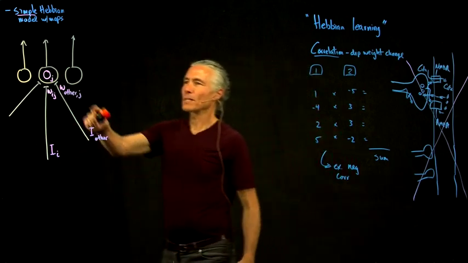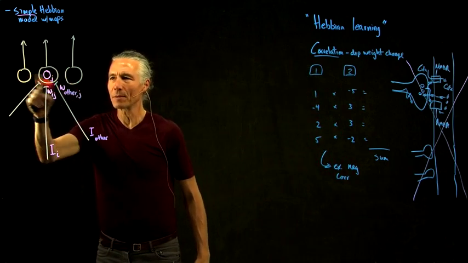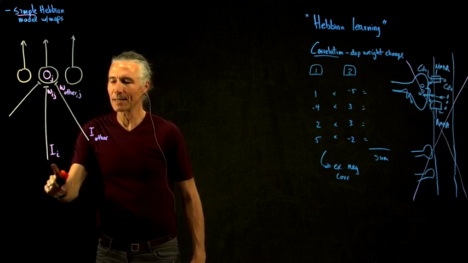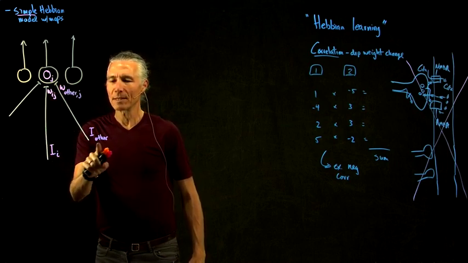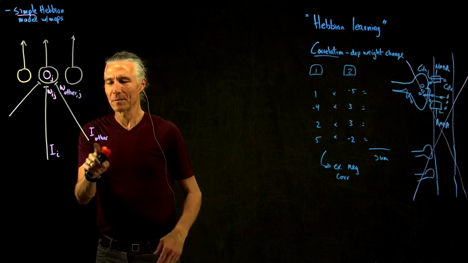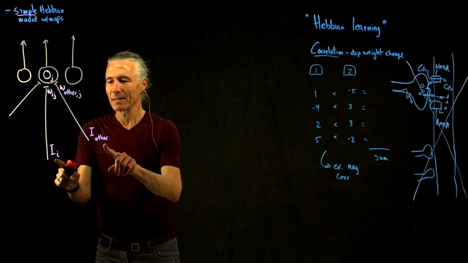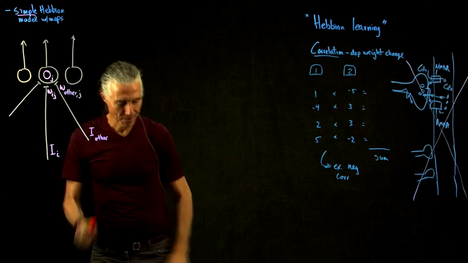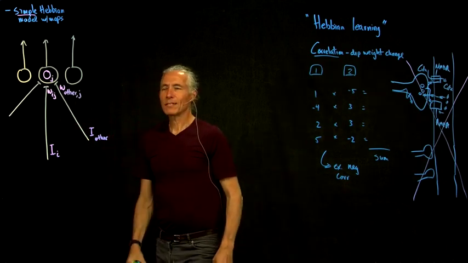So there's a whole bunch of different j's. That refers to all these output units. There's a whole bunch of i's. That refers to input units. A whole bunch of others. I'll explain why we distinguished i from other in a second. Okay, so that's our simple network.